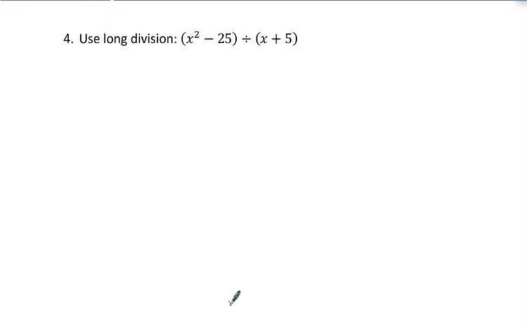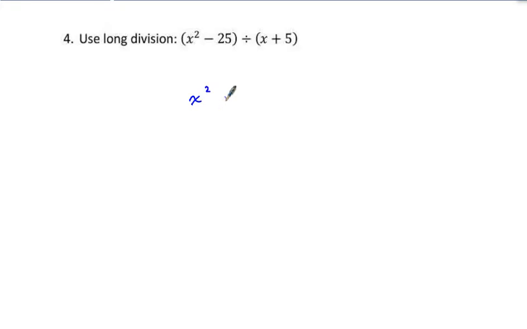Example 4. This is one that you might choose to pause, try on your own, and then push play to see if you got it correct. And you might not be comfortable to do that yet and want to see one more before you try it on your own. Either way, that's okay. x squared and then x to the 0 power. So we're missing an x to the first. We'll need to make sure to have that as our placeholder.